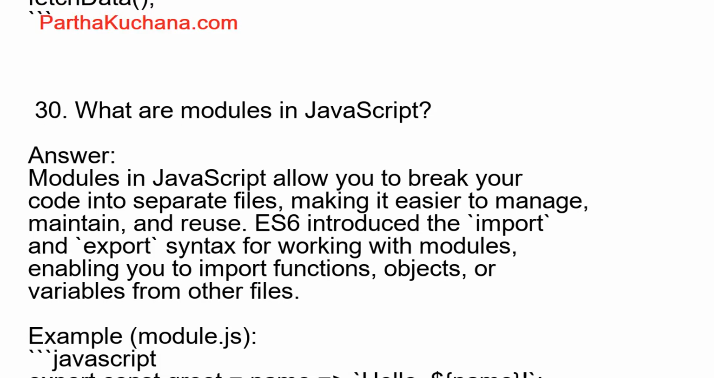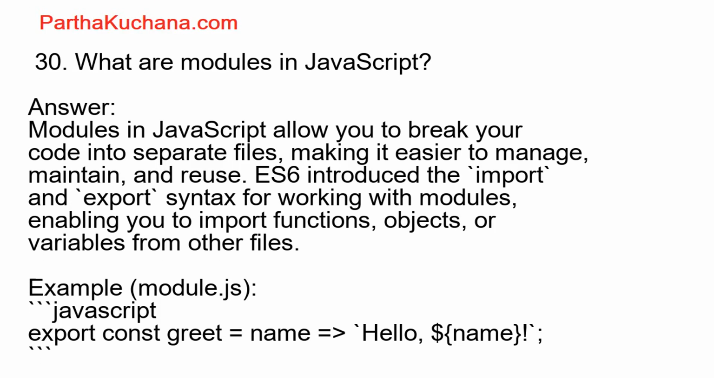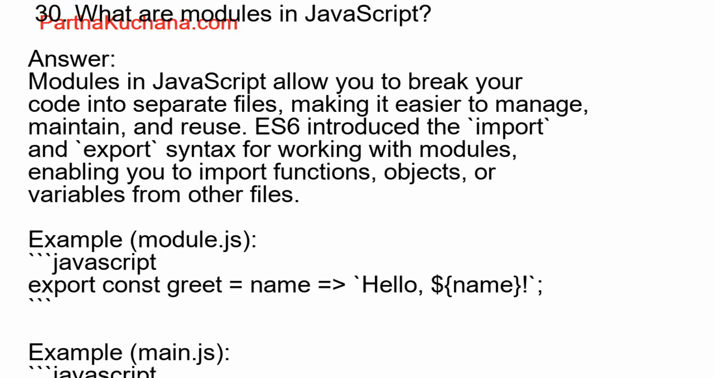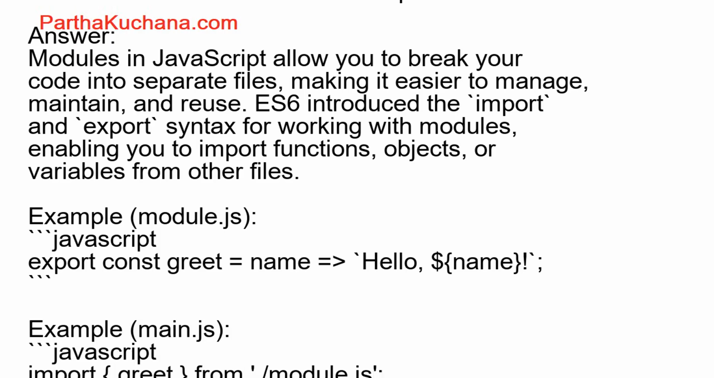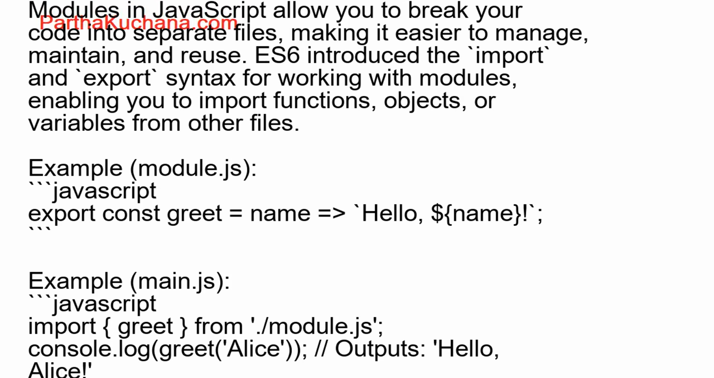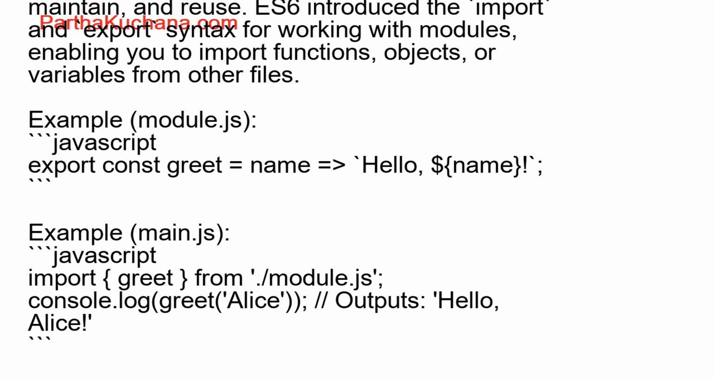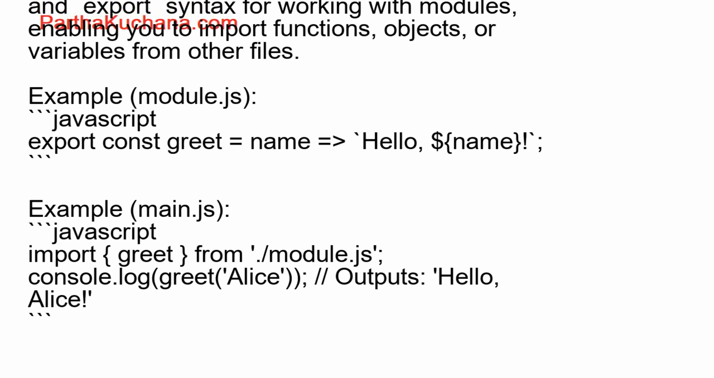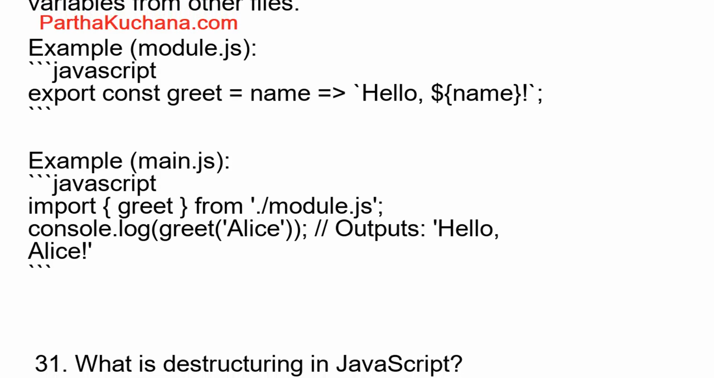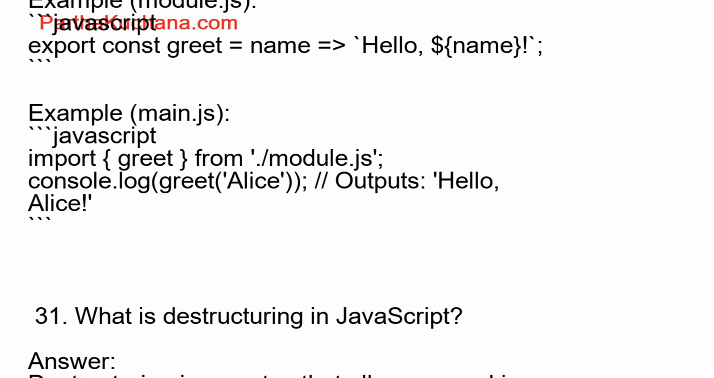a value. Example, JavaScript. let x equals null, // x is explicitly set to null. let y, // y is declared but not assigned, hence undefined. console.log typeof x, // outputs object. console.log typeof y, // outputs undefined.